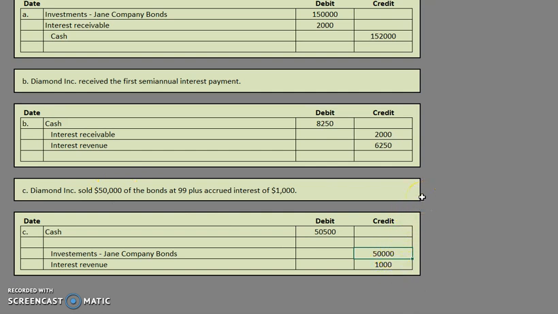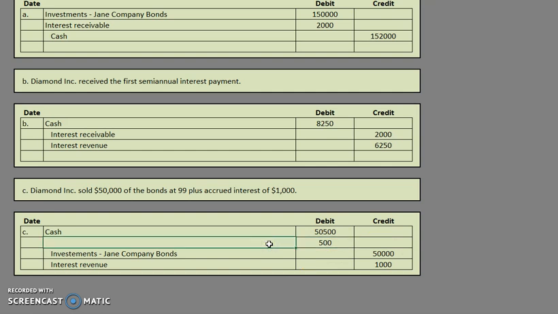Now you might notice now that our debits do not equal our credits. We have debits of 50,500 and credits of 51,000. So in order to make those two balance, we're going to have to take that 50,000 plus the 1,000 and then minus out what's on this debit side. And you'll see it's that $500 that was missing. Now our debit side equals 51,000, our credit side equals 51,000.